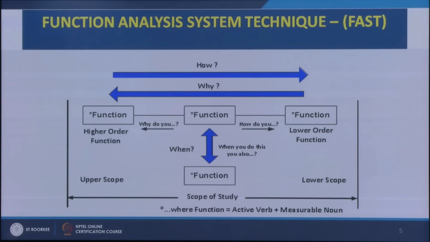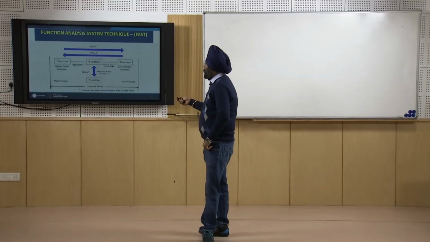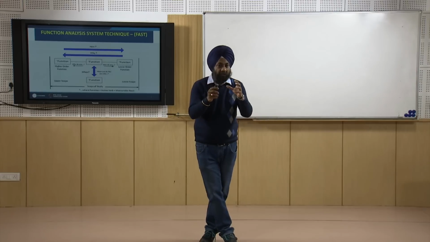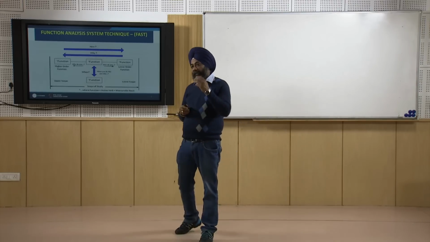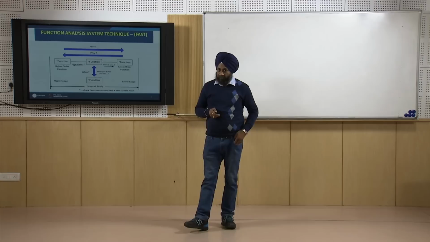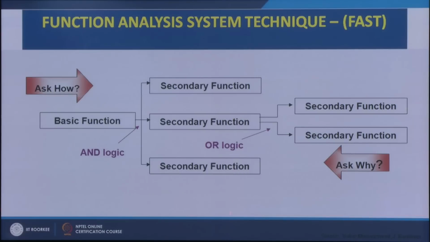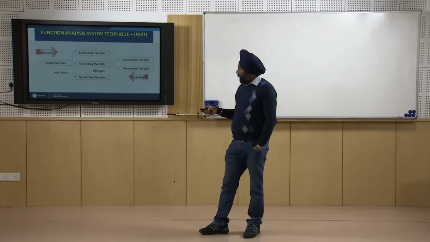Now we will try to fit some examples in this diagram. We will see how a FAST diagram can be drawn for a pencil or for an overhead projector. Let us go to that. This is again just a skeleton. Ask how, ask why, which I have already explained, and there we can see that AND logic or OR logic can also be used. Maybe we will try to understand that when we see the example.